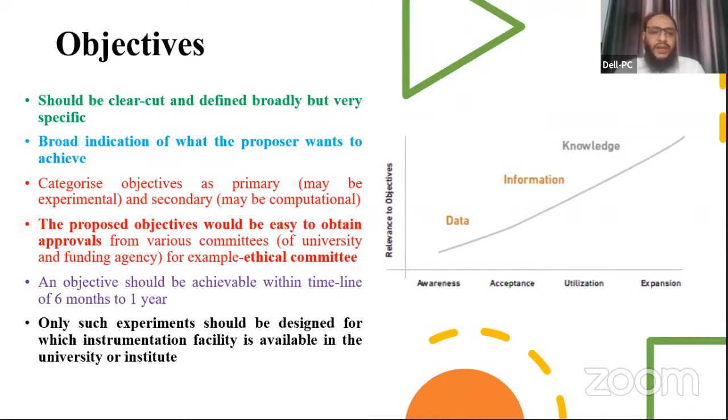So we can categorically put our objectives in 2 forms: primary objectives, which are heavily experimental and very expensive. So the funding agencies judge whether your objectives are totally experimental, or heavily expensive, or only somewhat expensive. So we can intelligently handle our objectives in primary and secondary ones.